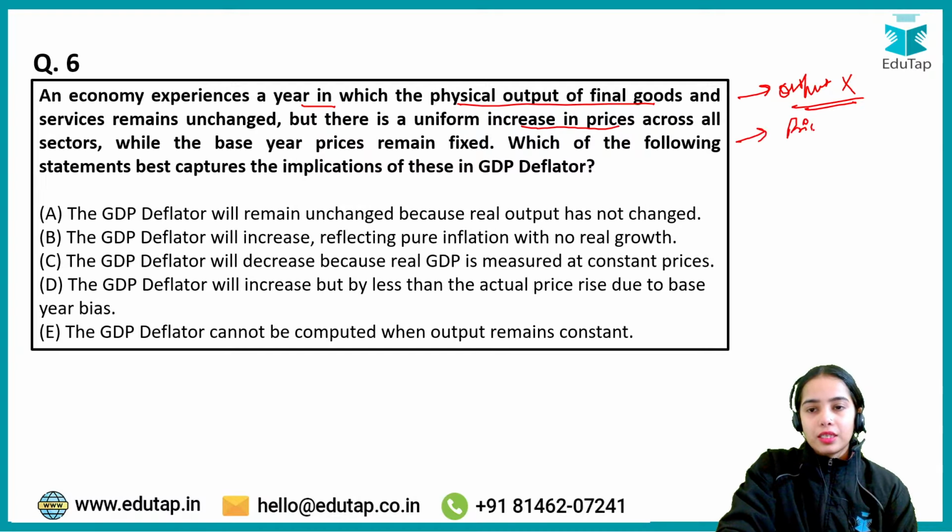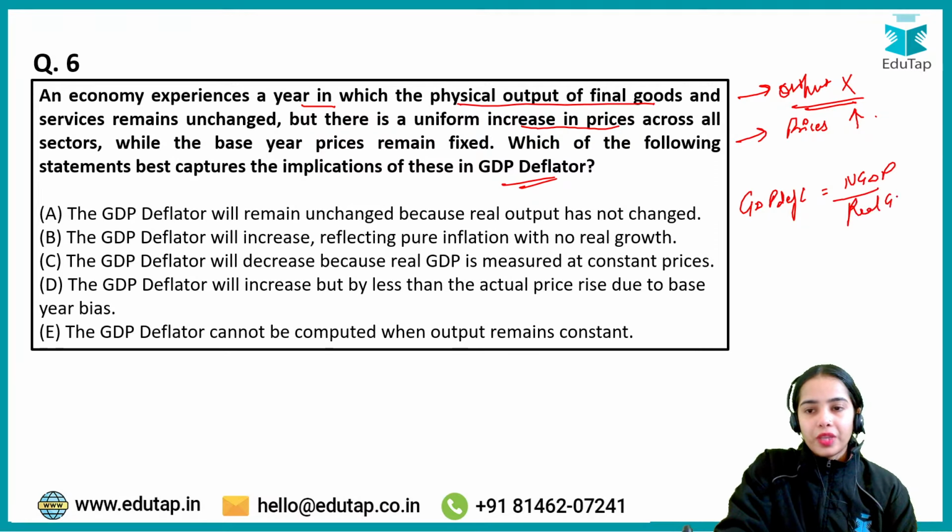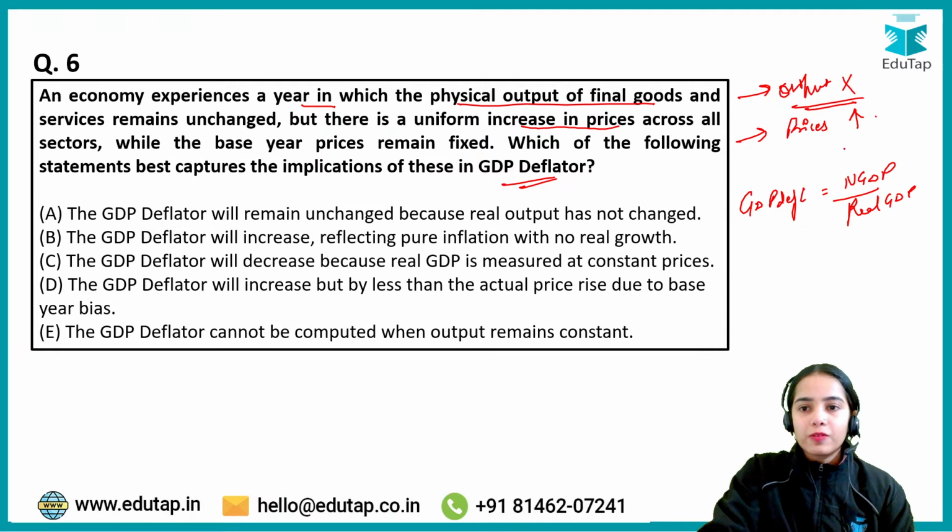The prices are increasing. Okay, so basically, we have to tell about the GDP deflator. GDP deflator is your nominal GDP divided by real GDP. In the nominal GDP, we take the current output and multiply it with the current prices. In the real GDP, we take the current output and multiply it with the base year prices.